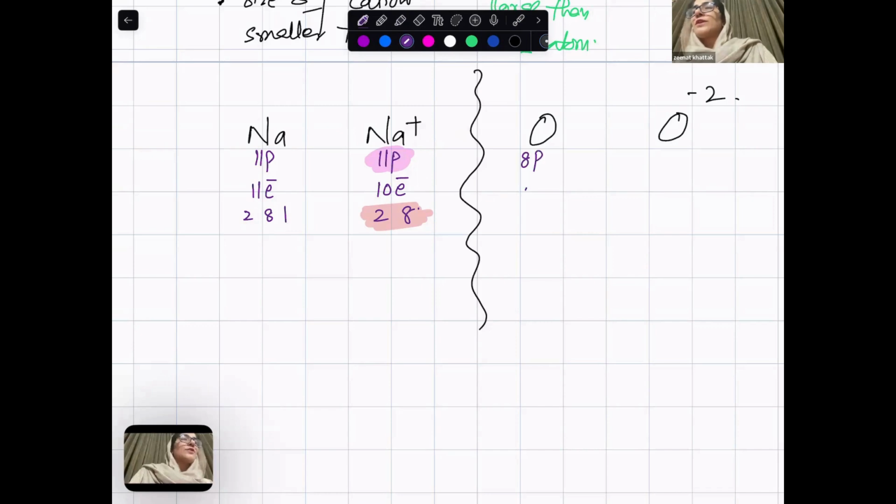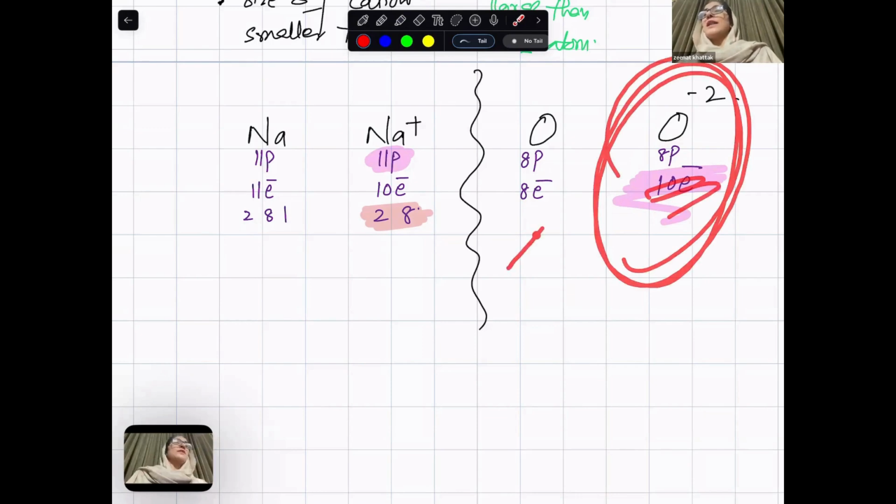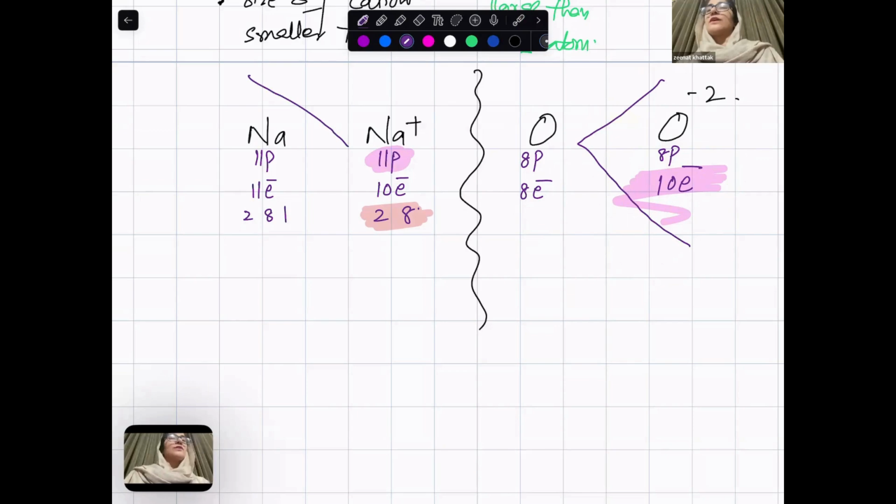8 protons, 8 electrons. 8 protons, 10 electrons. The electrons are more. The protons are less. The nuclear attraction for electrons is less. The repulsive forces are more. The size of an ion is bigger than the atom. This one is large, this one small. Its size is large. Look.